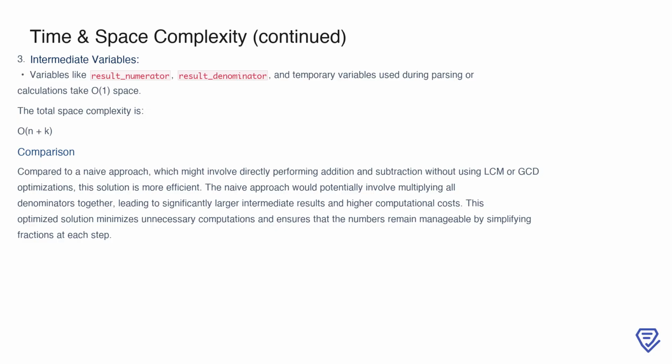This optimized approach is much more efficient than a naive method, where we might multiply all denominators together and directly perform additions and subtractions without simplifying intermediate results. Such a naive approach could lead to very large intermediate values, making the calculations computationally expensive. By leveraging LCM and GCD optimizations, this solution avoids unnecessary overhead and ensures that we work with manageable numbers throughout the process.